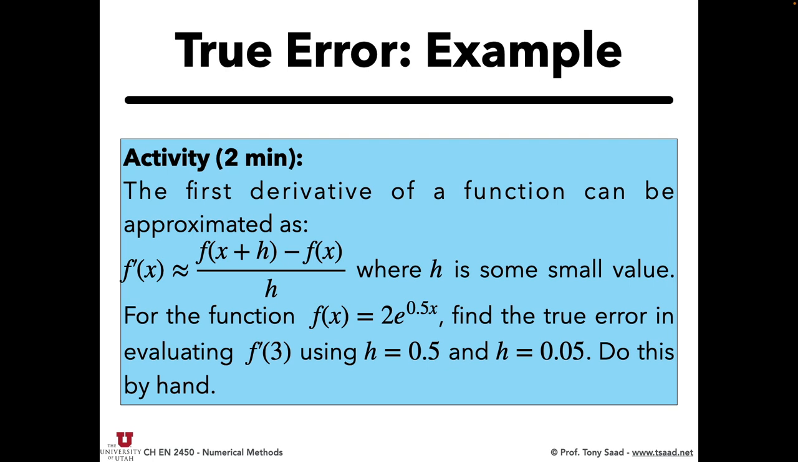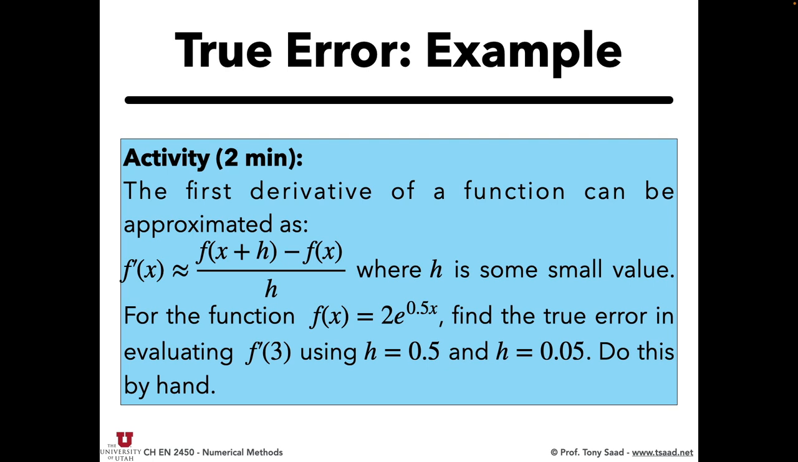So we have an approximation for the derivative. Why is it an approximation? Why can't we just find the derivative? Because the derivative of 2e to the 0.5x. That's a great point. I agree with you, and we're going to get to that. But the purpose of the exercise is to compute a true error. In a few moments, I'm going to ask the question, does this even make sense? Because we can evaluate it exactly.